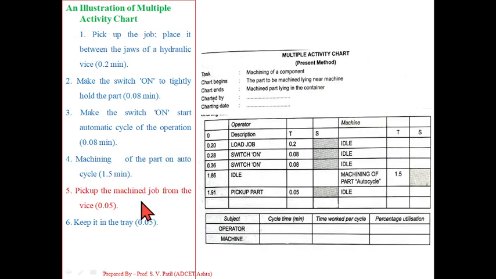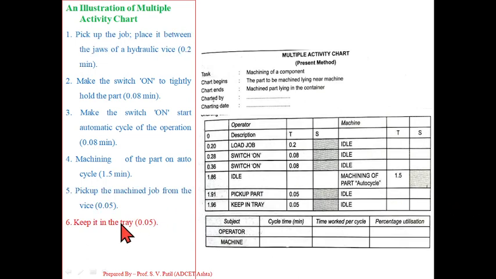The next activity, the fifth activity, that is pick up the machined job from the vice, and that will be performed by the worker. So here, pick the part. This element is consuming 0.05 minute. Here in this cell we are supposed to write the value 1.86 plus 0.05, that will become 1.91. The machine is idle during that time, no need to fill any data.